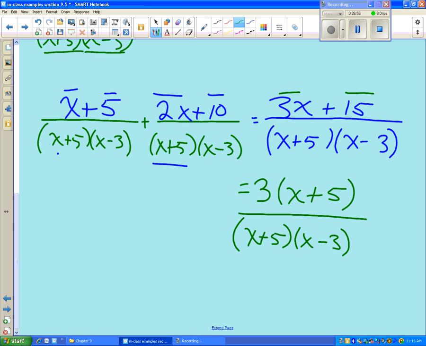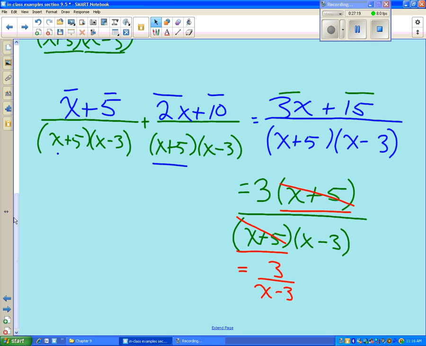And look what can happen now. I have a common factor of x plus 5. I want this fully reduced, so I'm going to cancel these. And I'm going to end up with 3 over x minus 3. None of this can be canceled because the 3 is a factor in the numerator, the top. The minus 3 is a term in the denominator, the bottom. So this is my final reduced answer.